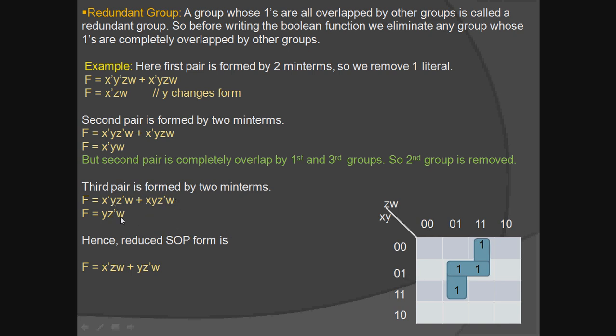Okay, and finally what we do is that the reduced SOP form is we OR this one, this and this, so that is x complement z w plus y z complement w. So we reduce all of these expressions, minterms, into just these two single SOP terms. Clear? So that is redundant groups, right? Or removing the overlap pairs. Okay.